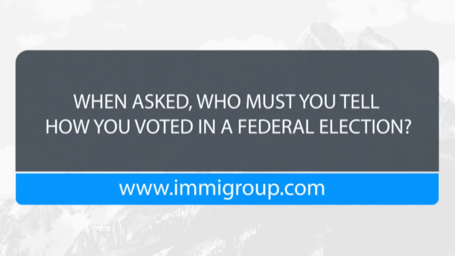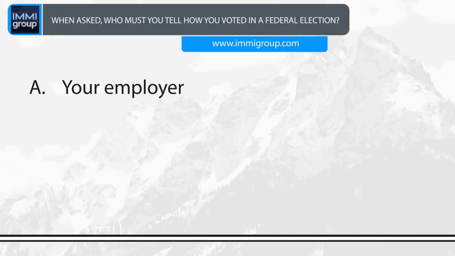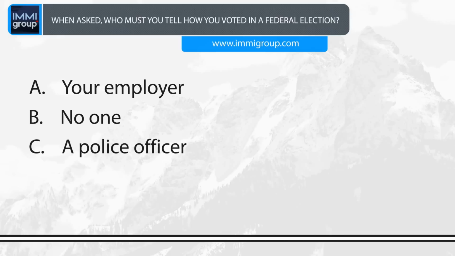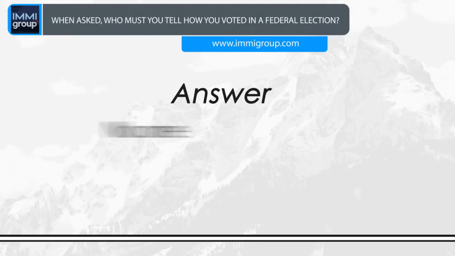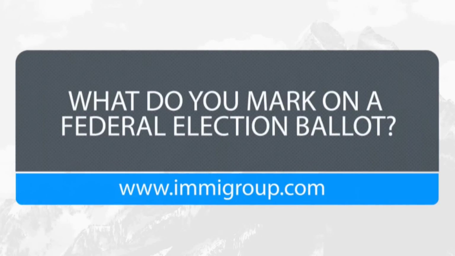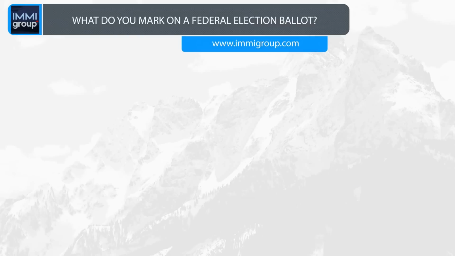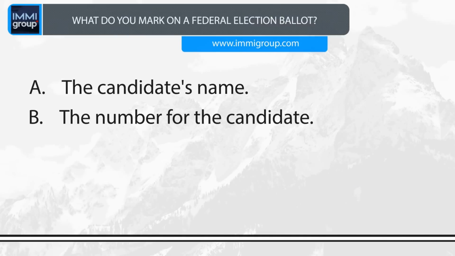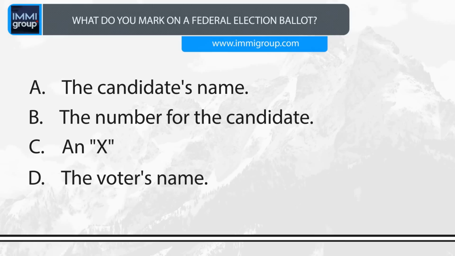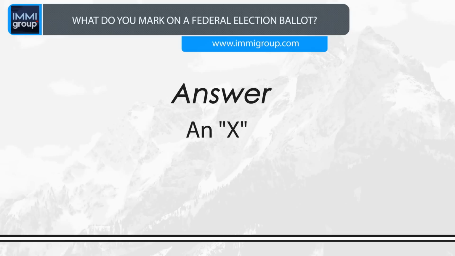When asked, who must you tell how you voted in a federal election? A. Your employer. B. No one. C. A police officer. D. An Elections Canada official. Answer: no one. What do you mark on a federal election ballot? A. The candidate's name. B. The number for the candidate. C. An X. D. The voter's name. Answer: an X.